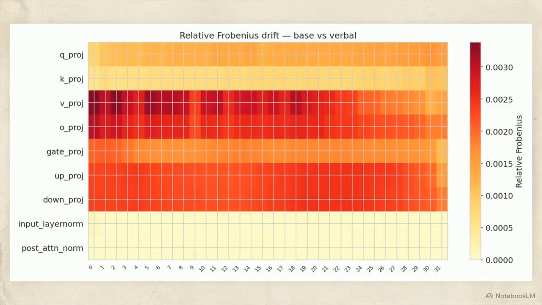output. We can map exactly where this parameter drift occurs inside the model's architecture. This heat map illustrates the relative Frobenius drift, showing intense red bands concentrated across the value projection and output projection layers, revealing exactly where the model recalibrates its confidence.